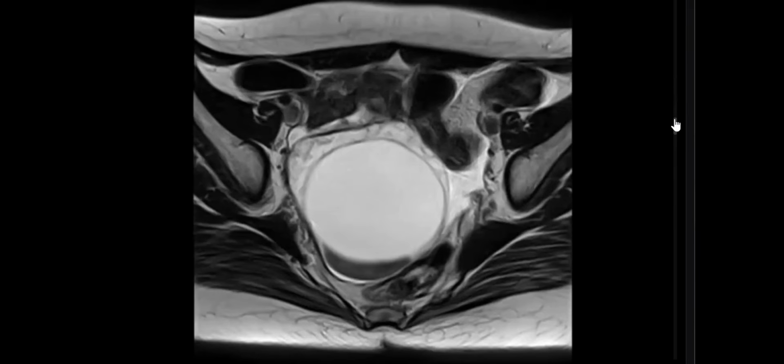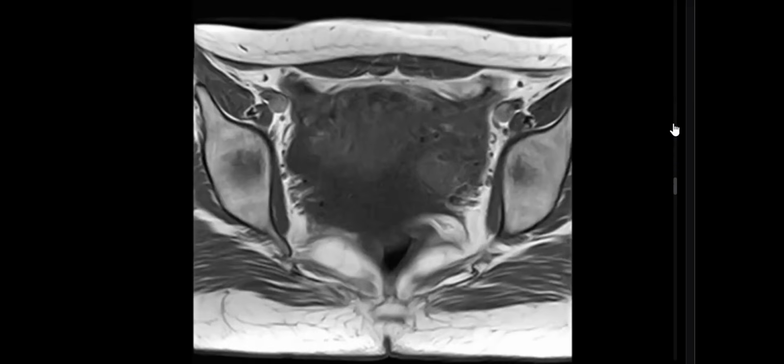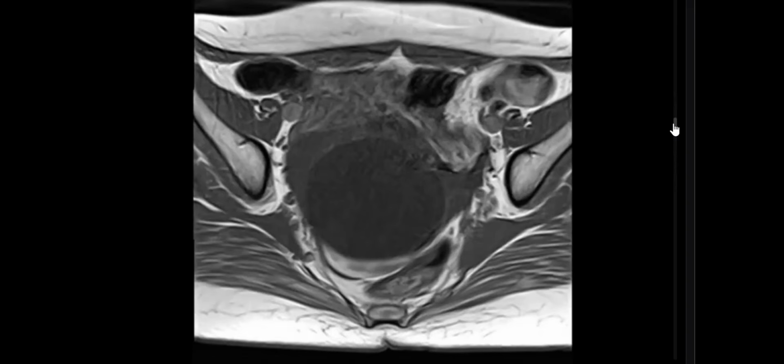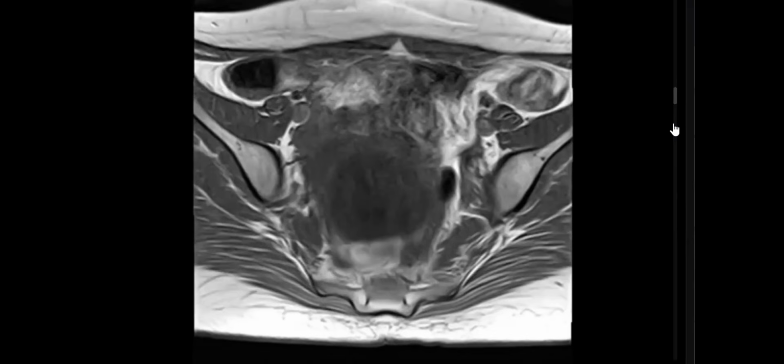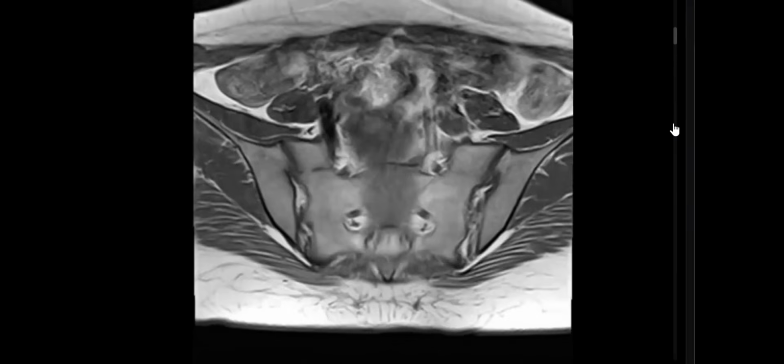I'll give you T1. Okay, this is T1 of the same patient. Axial sections, here the same structure is appearing hypointense, hyper to the surrounding muscles as well. Peripheral and posterior, some high signal.